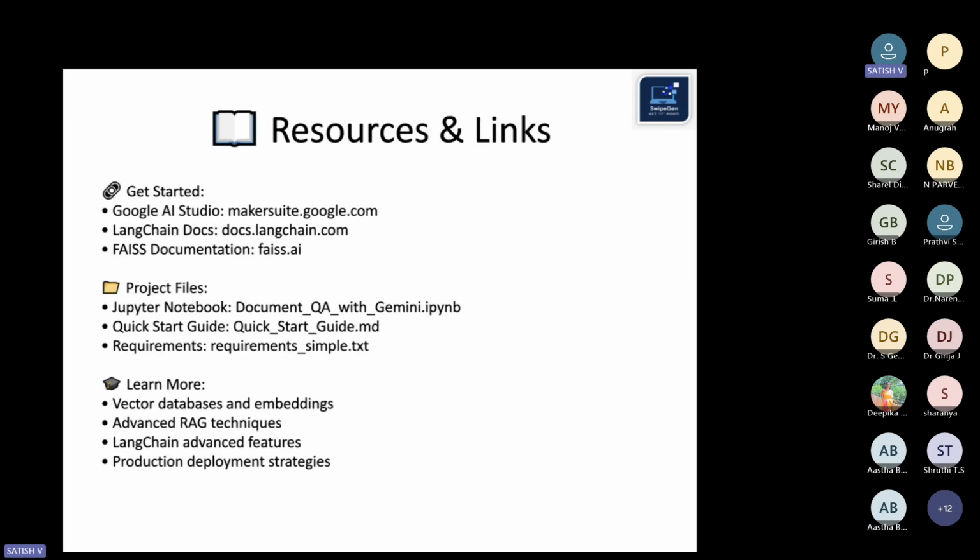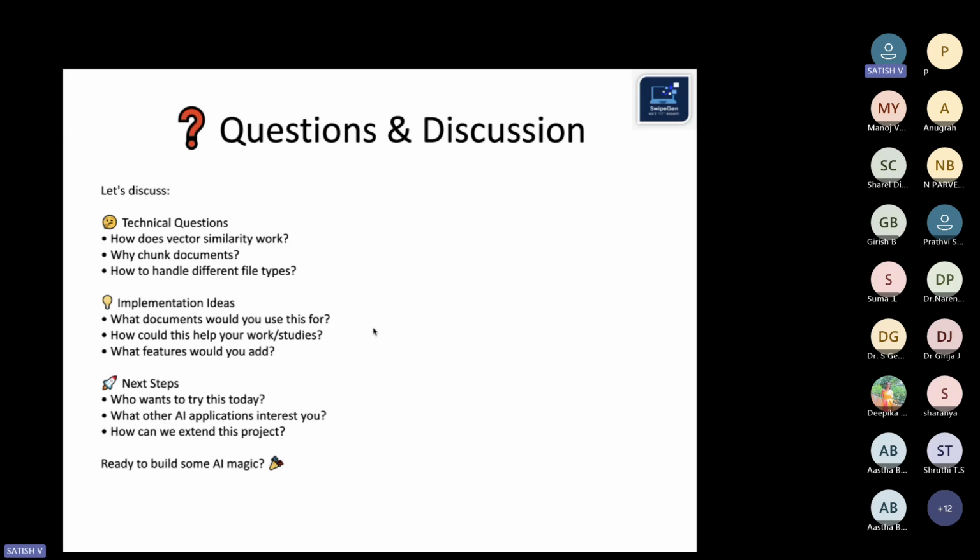These are a few resources that I've attached. I will also share them in the chat. That would be helpful. As I told you, we would be using FAISS documentation for the vector embeddings, LangChain for connecting the models, and Google AI Studio for the API keys. We will discuss these questions in a while.